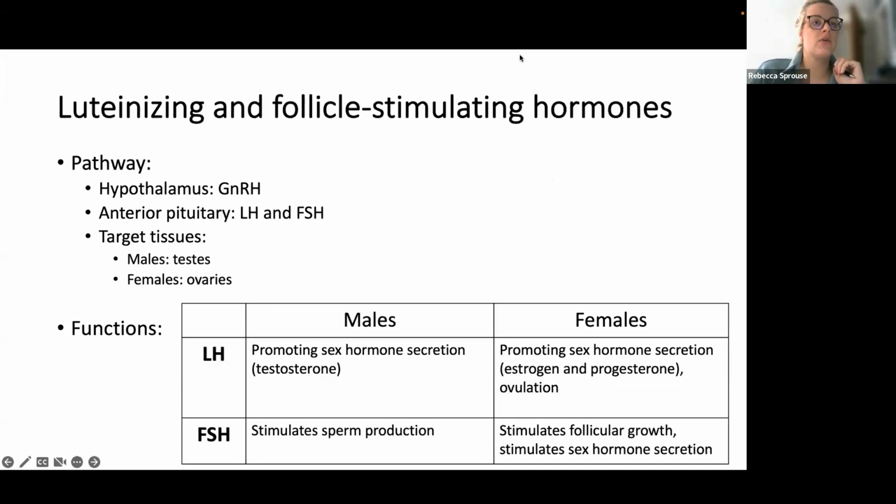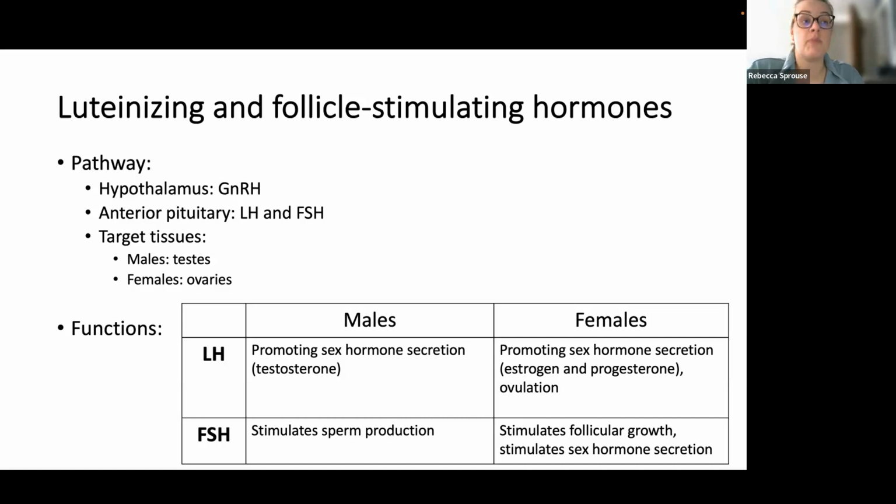All right, so this one begins with gonadotropin releasing hormone. Gonads indicate your sex organs, so testes and ovaries. Gonadotropin releasing hormone is released by the hypothalamus, which targets the anterior pituitary, which then is stimulated to release LH and FSH, which is luteinizing hormone and follicle stimulating hormone.